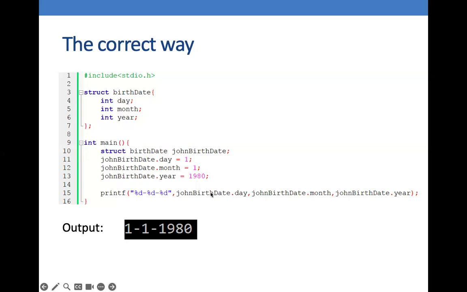And the way we access the values of these variables is just like how we normally access the normal variables that we have. So John birth date dot day, dot month, and then dot year, and then we get this output.